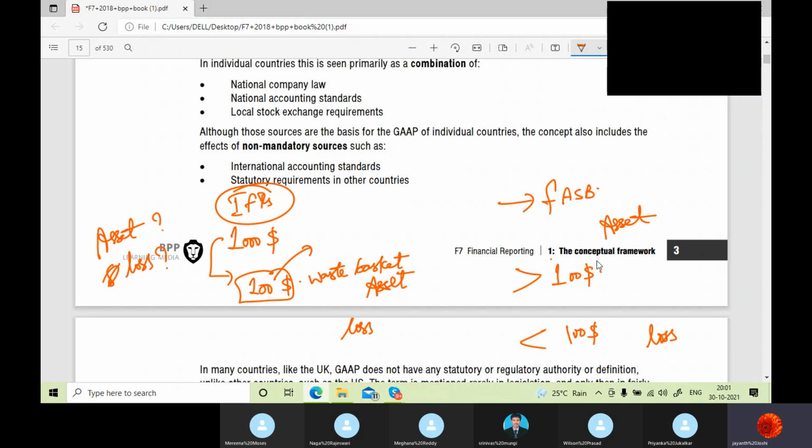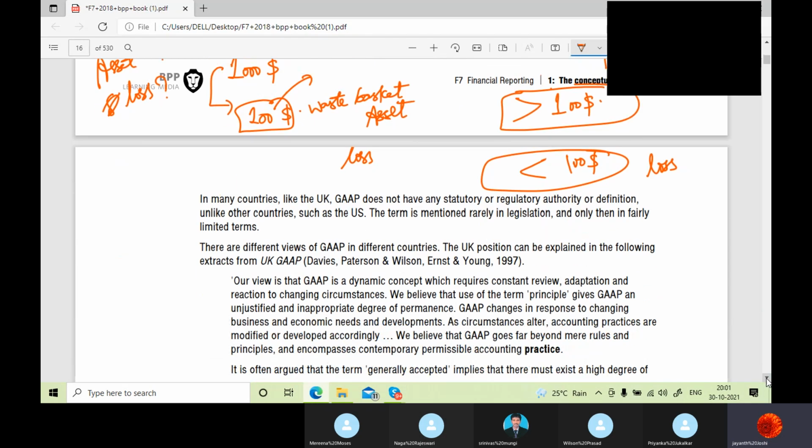These guys have made things specific. Anything in the company less than $100 is always an expense. More than $100 is an asset. Okay, let me give one more example.